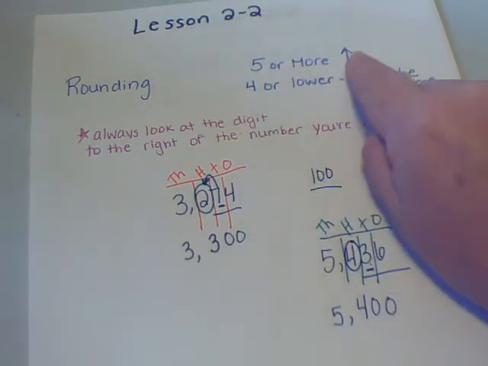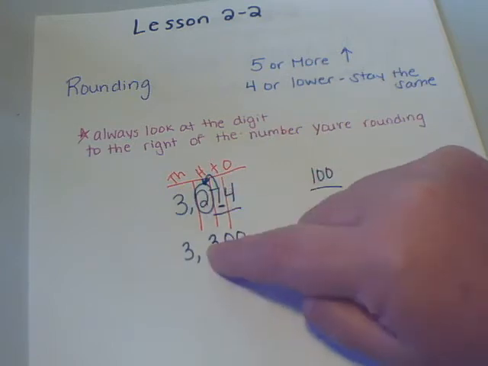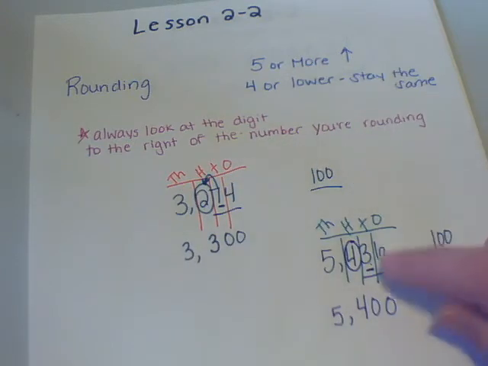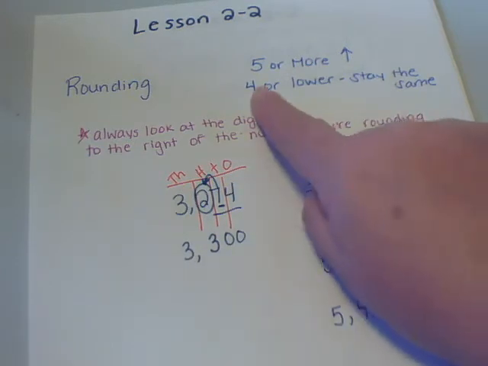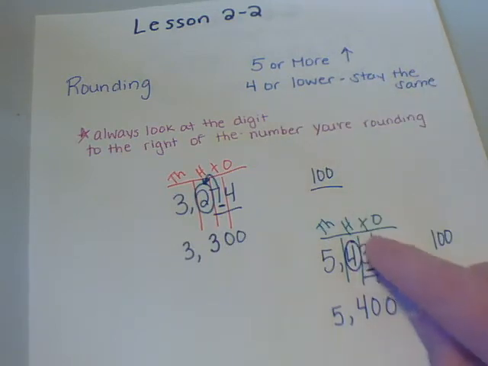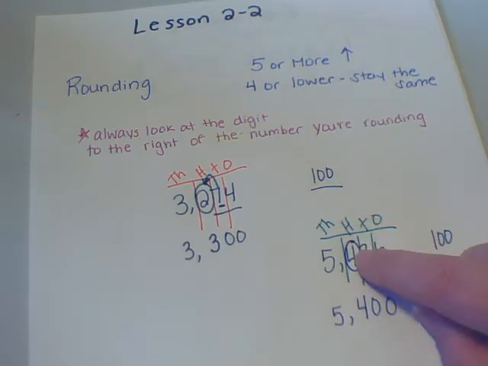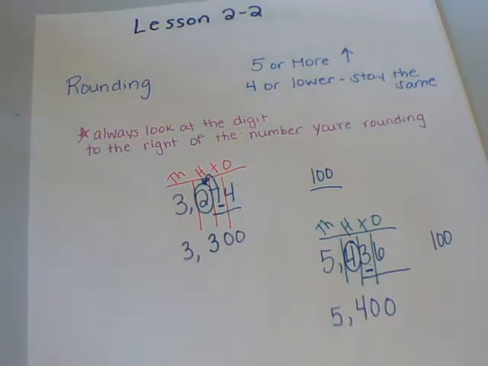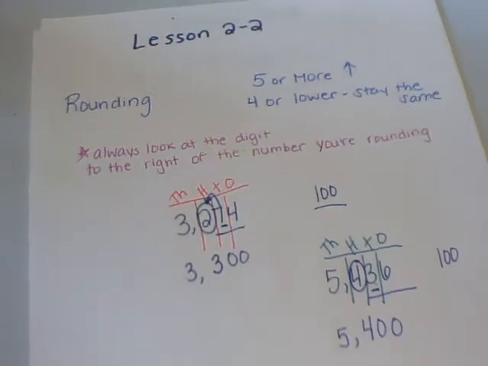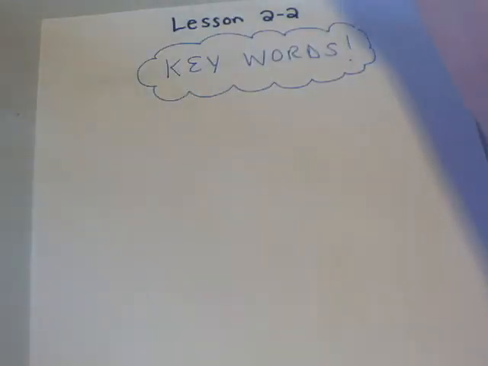This 7 is 5 or more, so it turned that 2 into a 3. This 3 is 4 or lower, so that means that it did not turn that 4 into a 5. It stayed the same. Okay, really important when you're rounding, okay? All right, let's move on.